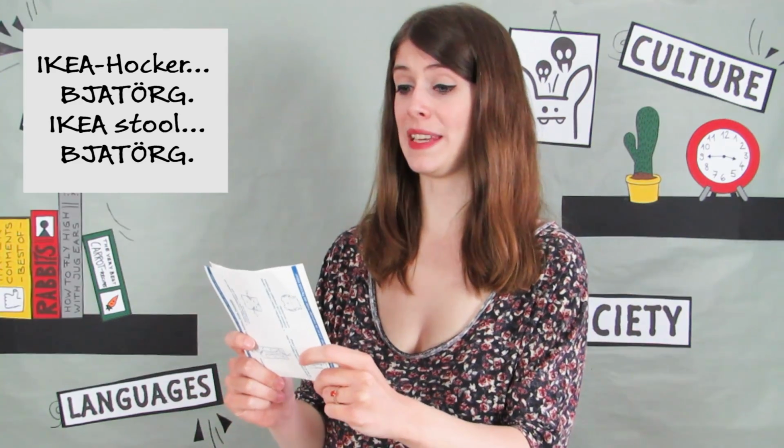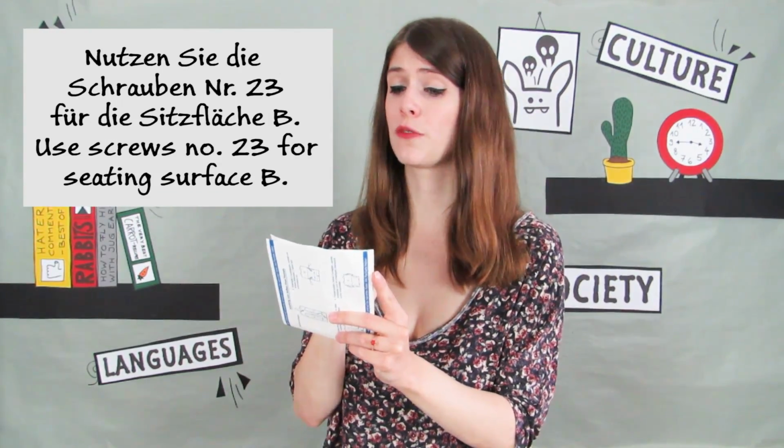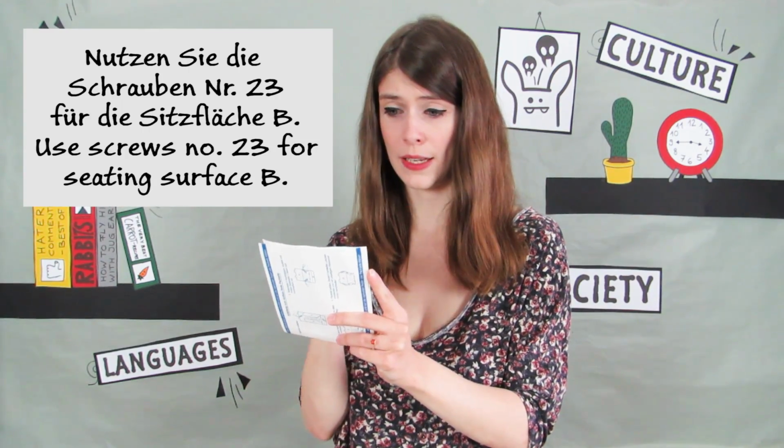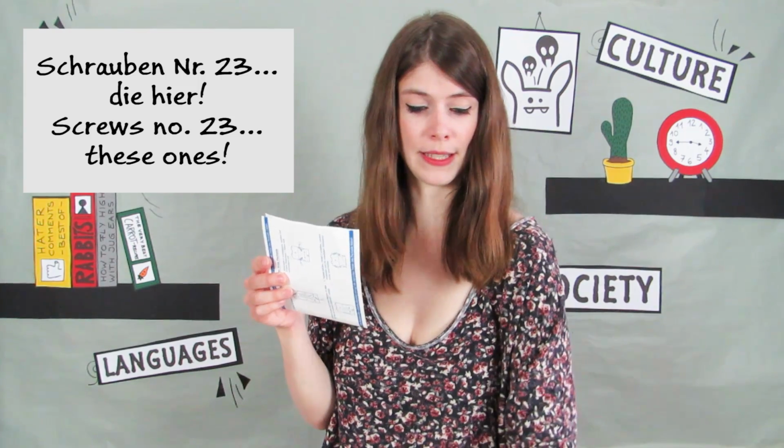The second example was "also". This can be used if you're trying to understand something or do something step by step. Dann mal los. IKEA-Hocker Bjartörk. Nutzen Sie die Schrauben Nummer 23 für die Sitzfläche B. Also, Schrauben Nummer 23. Die hier. It's like you have some specific information in your head and before it drops out again, you're like, alright, let's get to it. Third and last example.